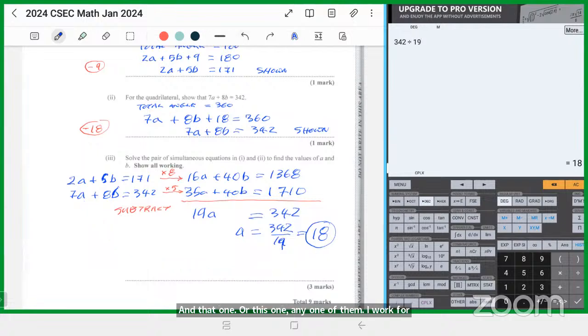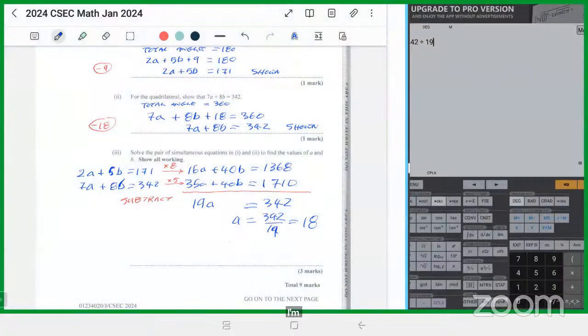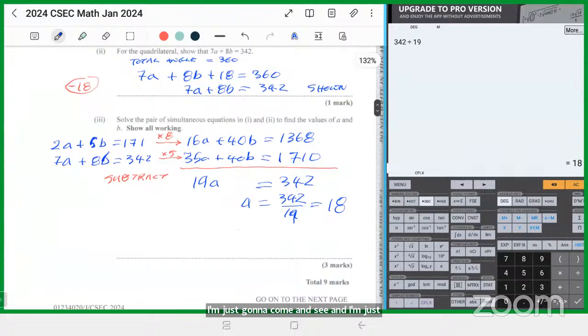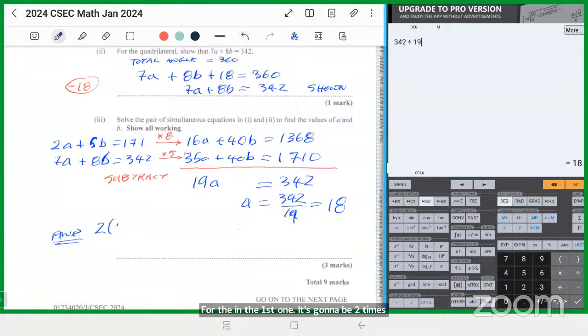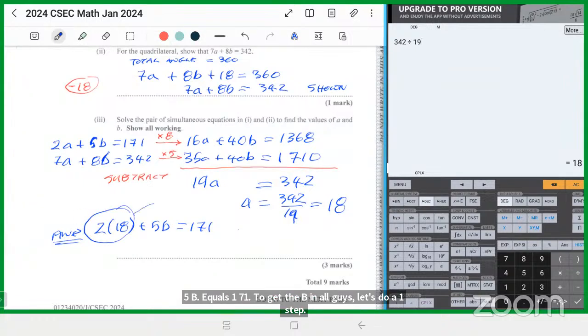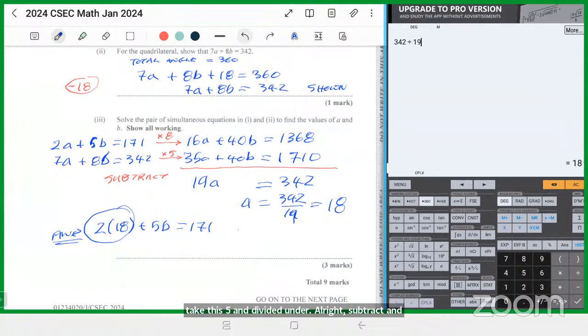Let's say I'm going to put it in the first one. Because they don't give us a lot of space, I'm just going to say and, and do the substitution. I'm going to take the 18 and substitute it right here for the a in the first one. It's going to be 2 times 18 plus 5b equals 171. To get the b now, guys, let's do it in one step. I'm going to take the 2 times 18 and subtract it over here, and then take this 5 and divide it under. You subtract and then divide.